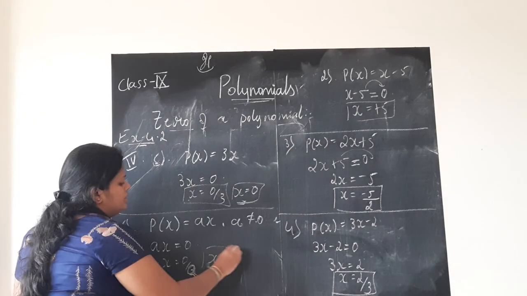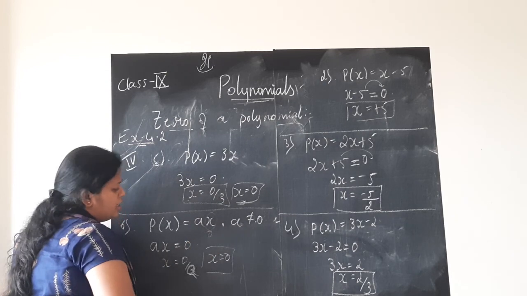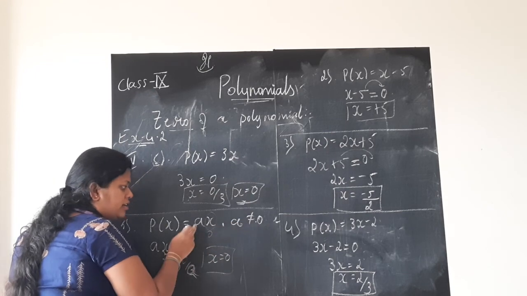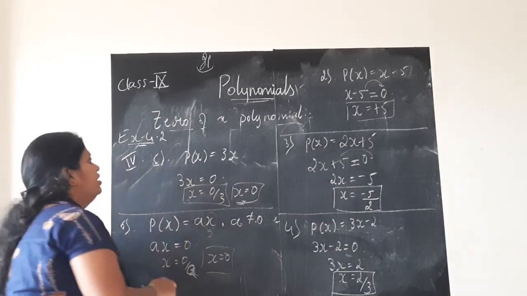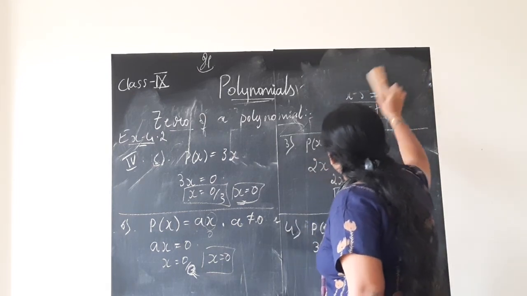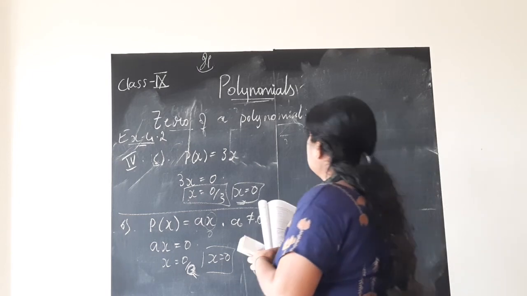What will you do? x is equal to 0 means if you substitute 0 in place of x, then this whole term, whatever a is not equal to 0 is given, a may be 2, 3, 4, 100, anything. That anything into 0 is 0 only. So you need not worry. Leave it as it is. Next we shall move to the 7th problem.